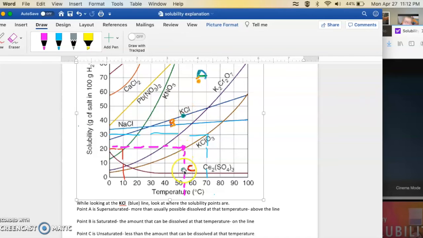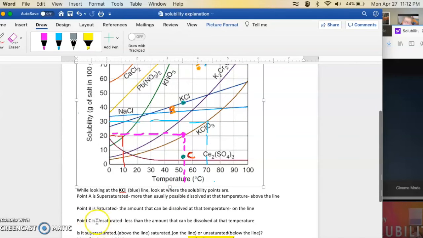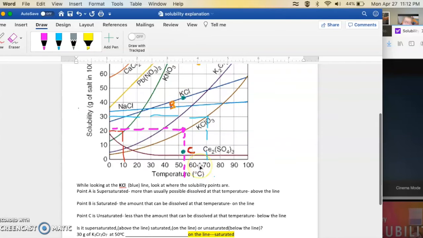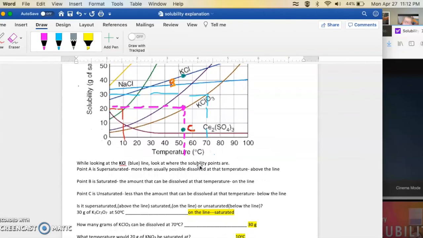If we look at point C down here, it would be below the KCl line. So I would call that unsaturated. It has less than the amount that can be dissolved at that temperature. And that would be below the line. Okay, so you could dissolve this many more grams in order to get it up to the saturation point. Okay, now we're going to get into the numbers for the example.